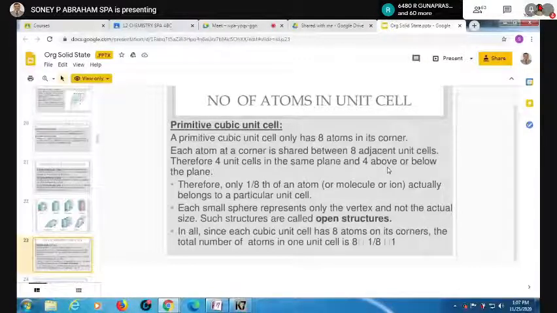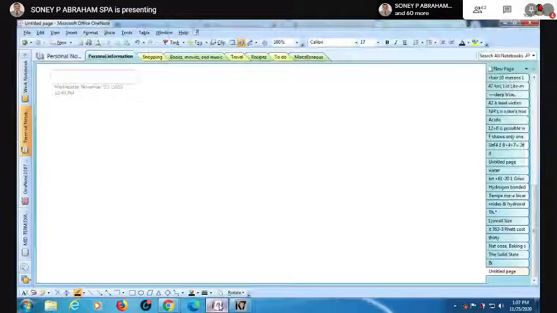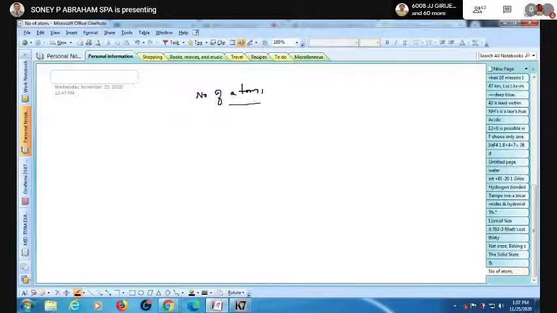How? Only 4 corners you have. 8 corners, sir. Okay, 8. So I'll write and show you. In a number of atoms, we are going to discuss about the number of atoms. So the first one is the primitive type. Okay, primitive type.